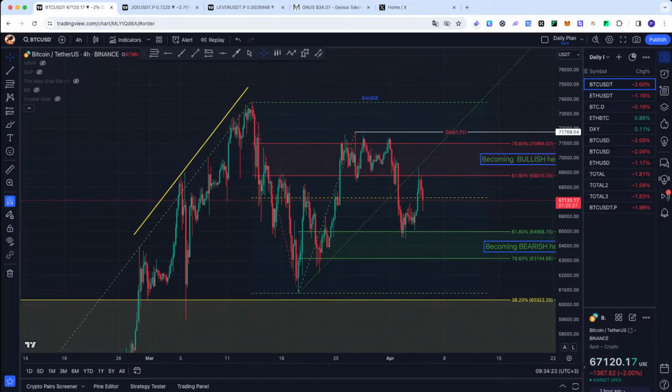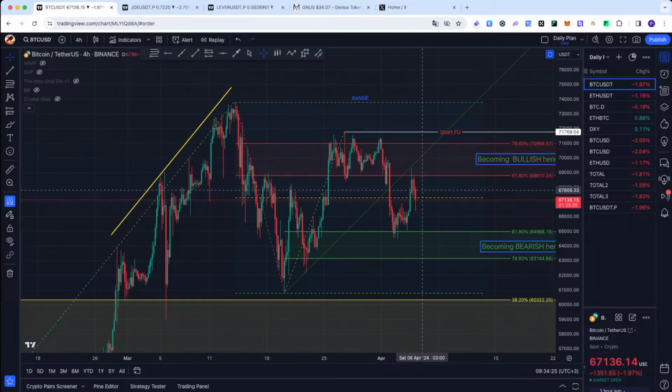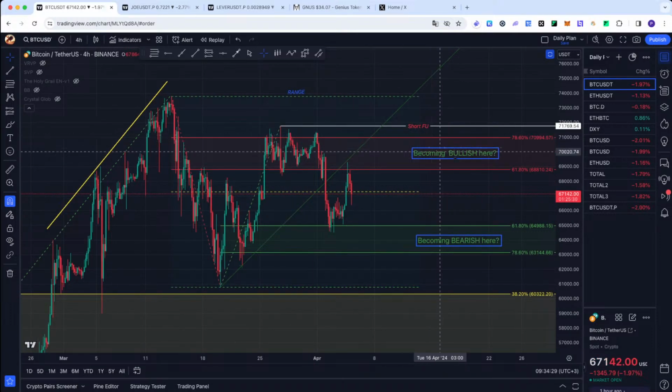Bitcoin 4-hour. You can see what I see on the chart. Indeed, it's not a good idea to be bullish here, and it's not a good idea to be bearish here. Now we are between these two levels. In this case, it's not a good idea to trade. Let's just leave it alone.